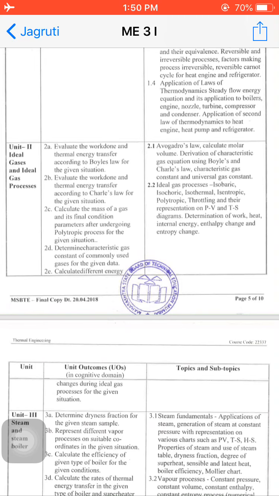It is a small chapter with some theoretical parts and some numerical parts. In ideal gas and ideal gas processes, we have to see basically 2 points, 2.1 and 2.2. In 2.1, we have to learn various laws, Avogadro's law, Boyle's law, Charles's law, and some concepts like characteristic gas constant and universal gas constant.